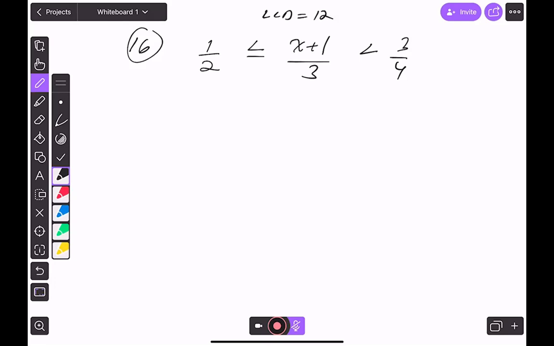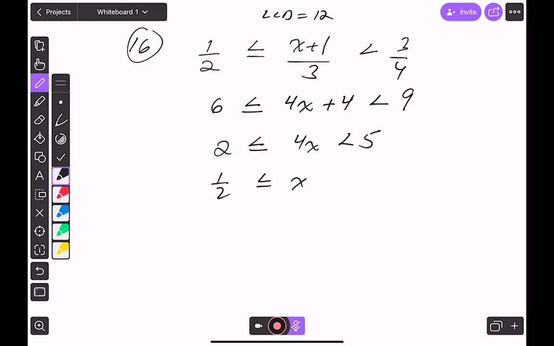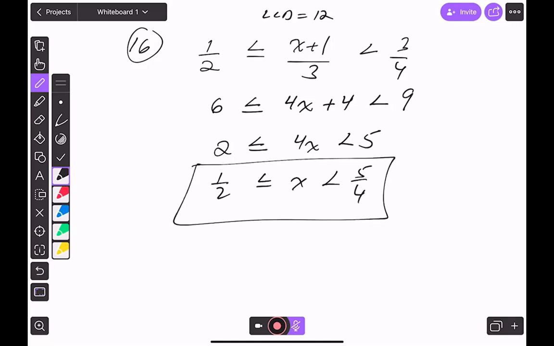Multiply all sides by 12. What do you get? 6, 4x plus 4 and 9. Subtract 4 from all sides and divide all sides by 4. That's a solution. Let's put down the intervals. I'm sorry, the graph. I'm sorry, I just meant to say intervals. 1/2. Whoops, made a mistake there. Got to get my eraser out.